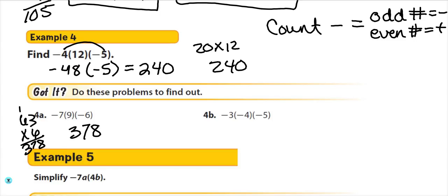All right, next one over here, we have 3 times 4. That's 12. 12 times 5 makes it 60. We have 3 negatives, so that makes it odd, which makes it negative. All right. Okay, let's try example 5.